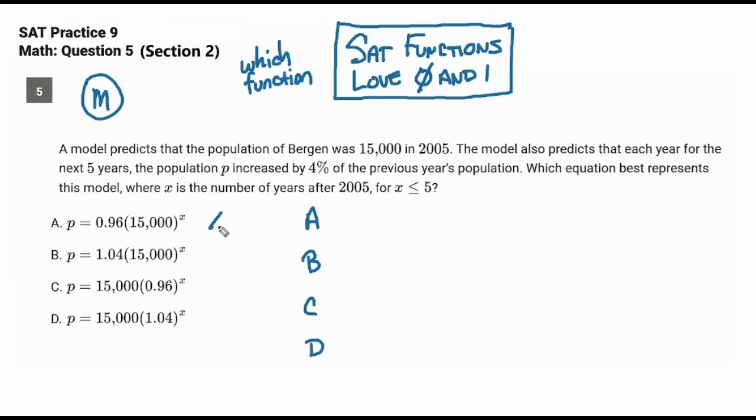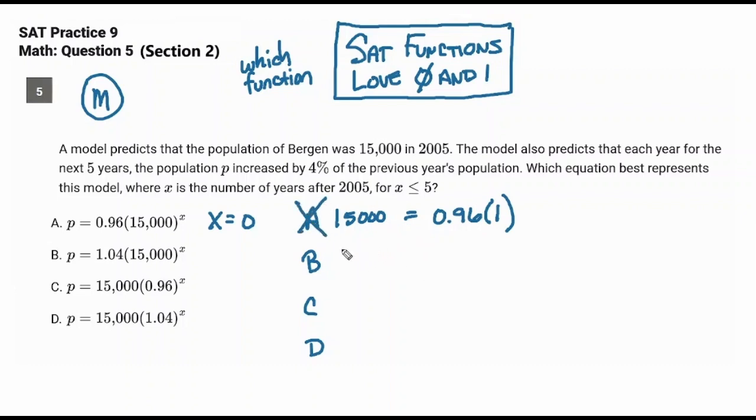If I make x equals 0, what is 0? The number of years after 2005. So 0 years after 2005, what year is it? It's 2005. And in 2005, what's the population? It's 15,000. So the population P, if x is 0, is 15,000 equals 0.96 times 15,000 to the 0 power. Anything to the 0 power is what? It's 1. Okay, is all this true? It is not true. So A is gone, and it's not coming back.